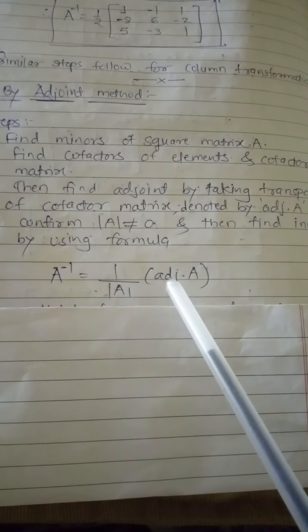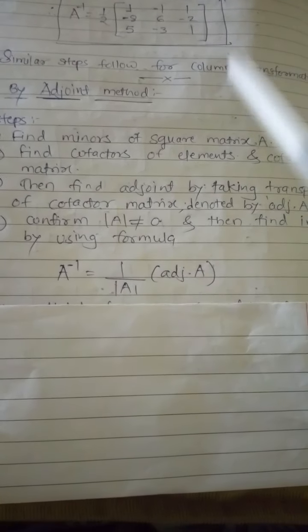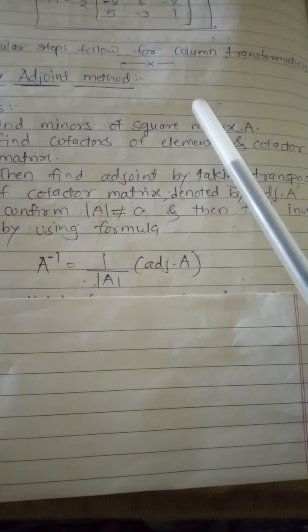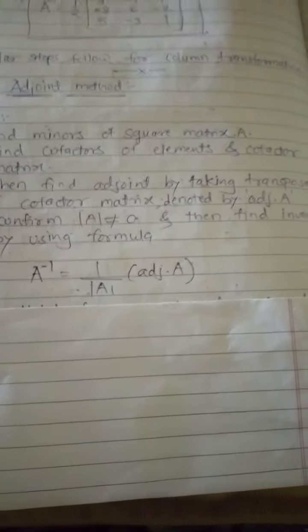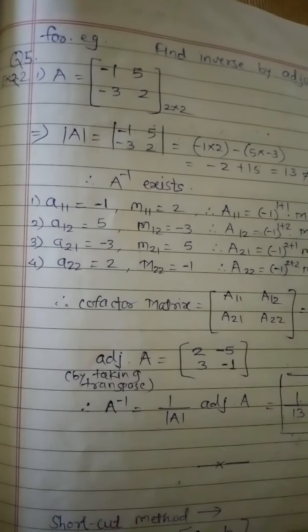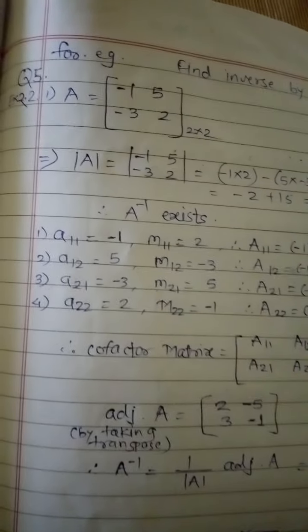To find the inverse by the adjoint method, first we have to know how to find minors and cofactors of a square matrix. For this we use a matrix of order 2 by 2 as well as 3 by 3. First we are going to see the matrix of order 2 by 2. Now I am taking the example from question number 5 of practice set 2.2.